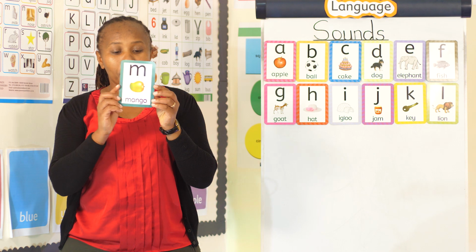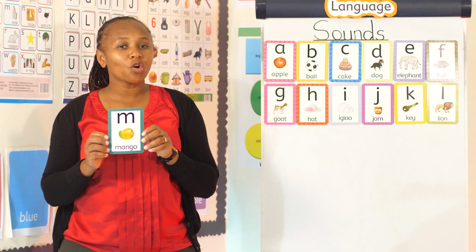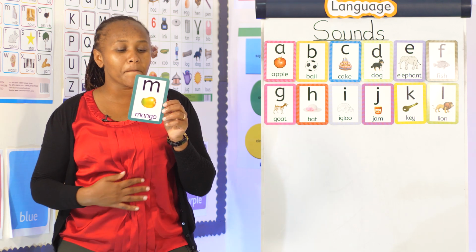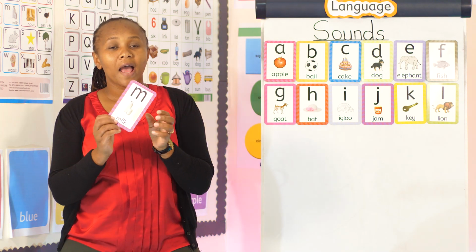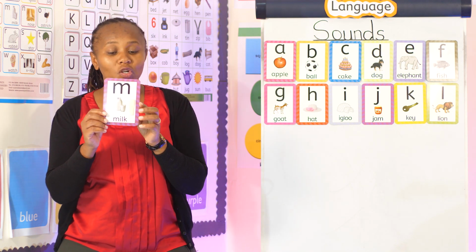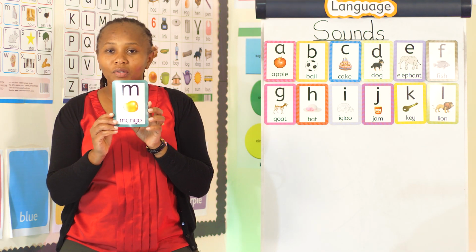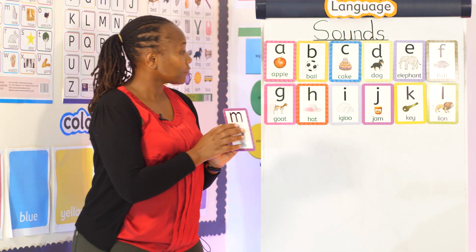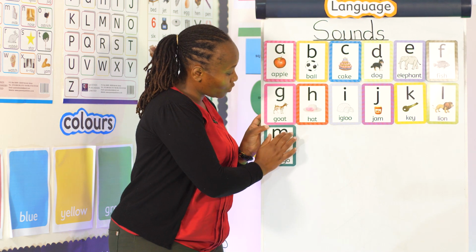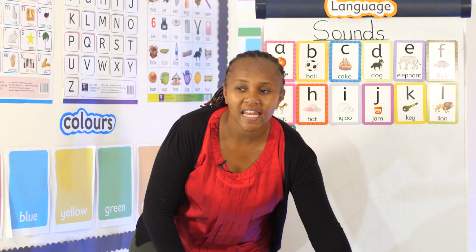Okay? Then, after L, we go to sound M. This is sound M. And M, we say M, mango. Do you love mangoes? M. Touch your tummy and say M. M, mango. M, milk. Milk makes our teeth strong. M, milk. M, mango. Okay? Thumbs up. We will stick our sound M there.